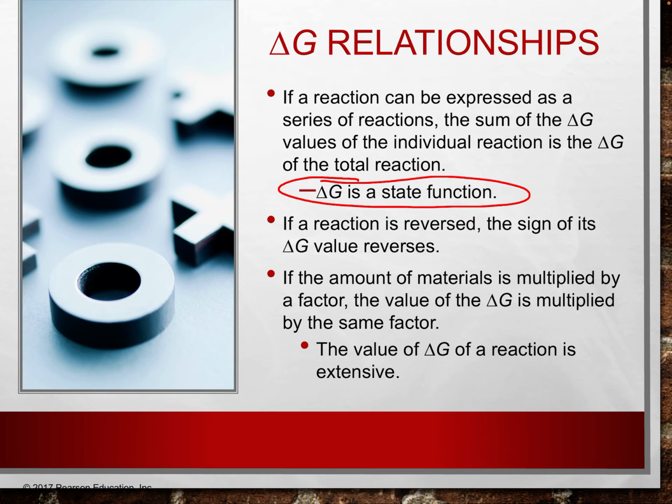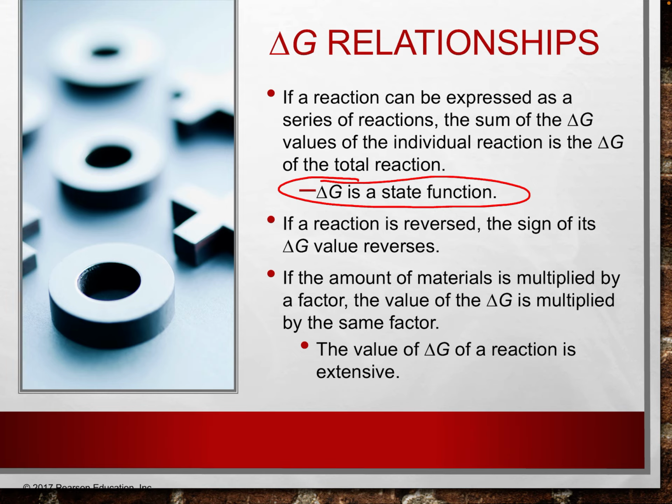That's how we were also able to do that products minus reactants in that last example. If the reaction is reversed, so when we're doing these Hess's laws and adding together reactions, if we have to flip it, then the sign of delta G will reverse. So if it was positive, it becomes negative because we've turned the equation around. Essentially that means if it was spontaneous one way, then the reverse reaction is not spontaneous.